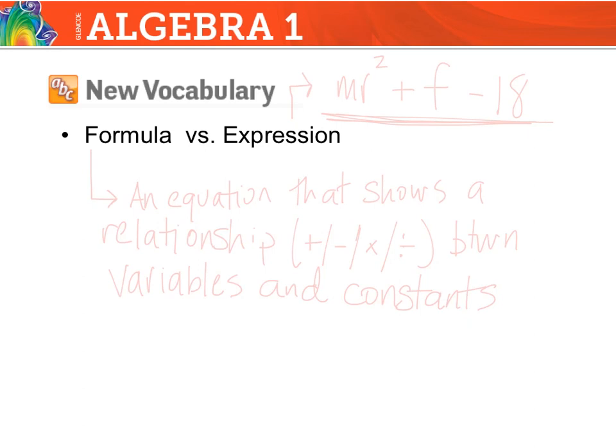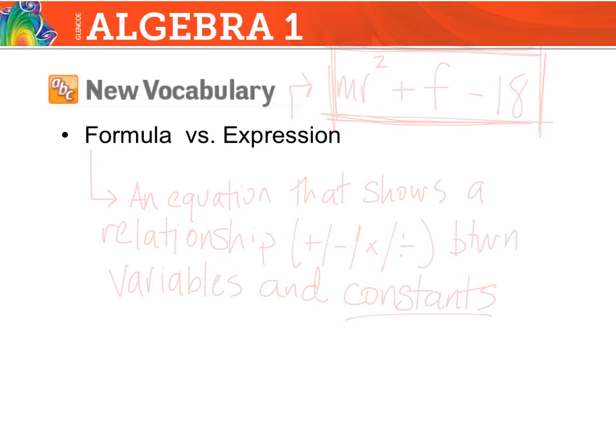Alright, so some vocab today. Formula is a really fancy word for an equation, right? An equation is just a mathematical sentence that has to have an equal sign. Expression is just what we see over here. It's some combination of numbers, which we call constants, and variables, and then some operations thrown in between all of it.